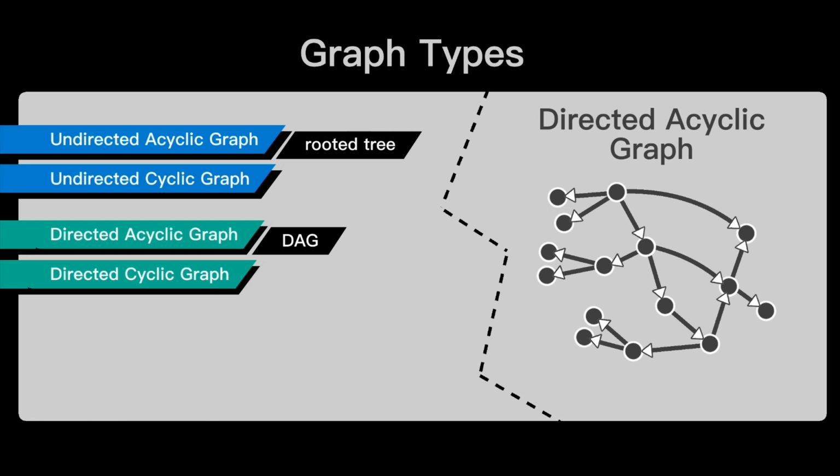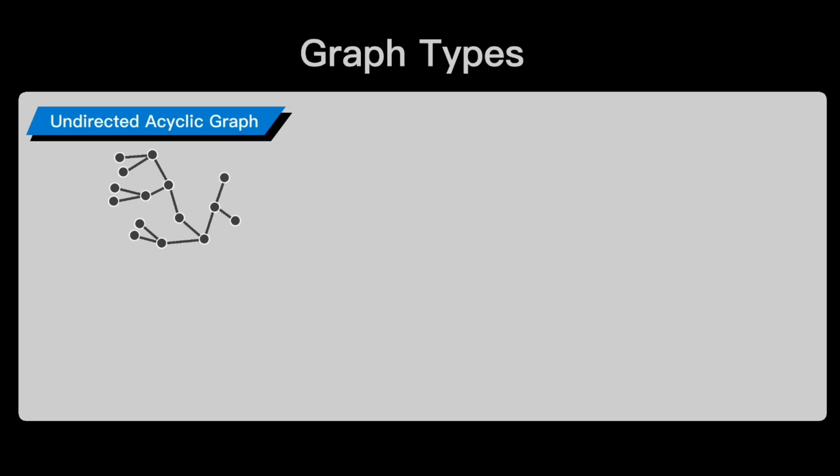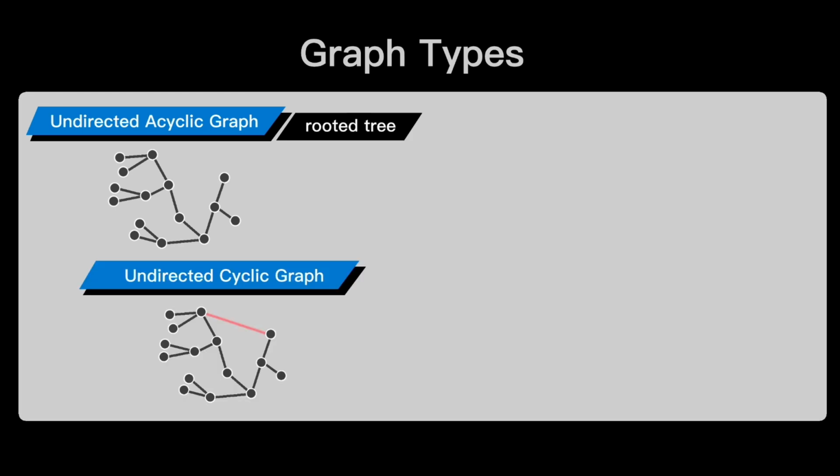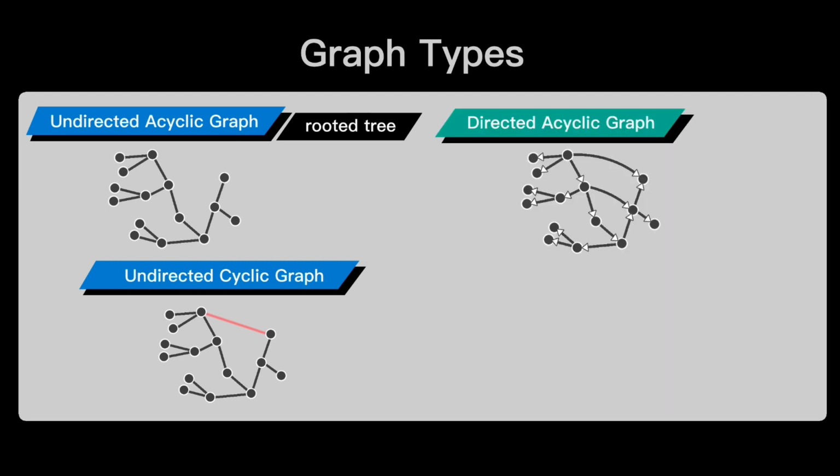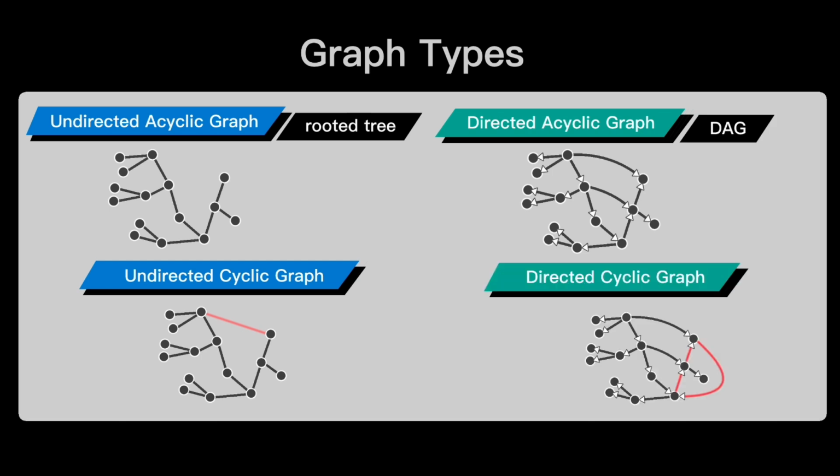So now if you understand these 4 types of graph, let's give you a quick overview. The first type is undirected acyclic graph. You can also call it rooted tree. The second type is undirected cyclic graph, meaning there is a circle being formed here. The third one is directed acyclic graph. There's direction being involved here. This is also known as DAG for workflow setup. The fourth one is directed cyclic graph, meaning there is direction and a circle being formed. So these are the 4 types of graph we introduced today.